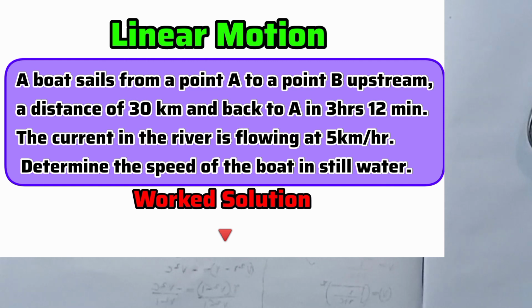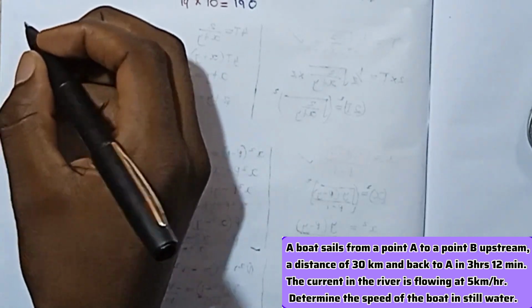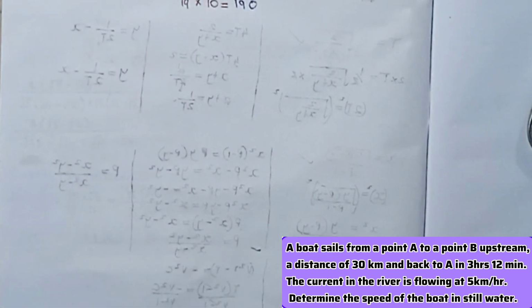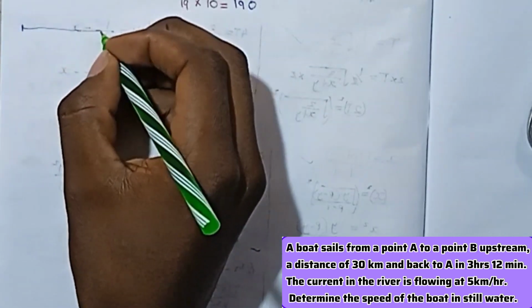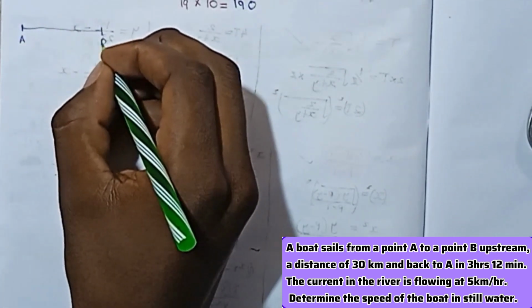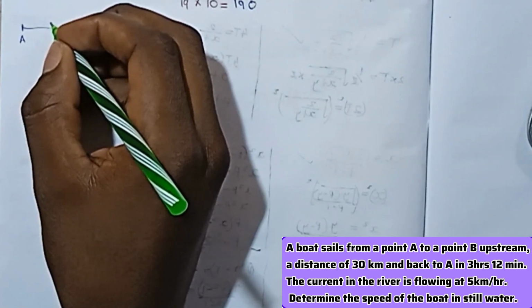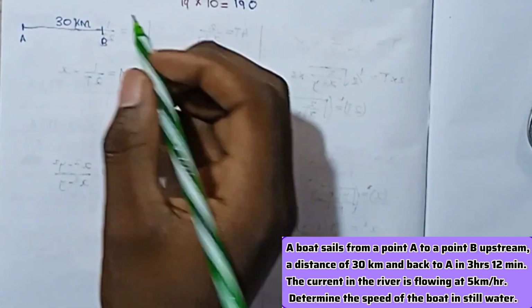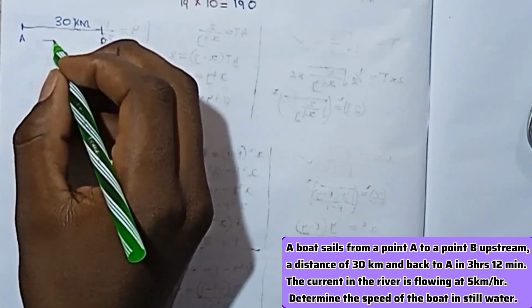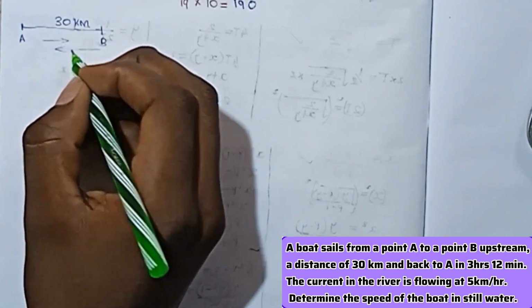So this is a linear motion question, so let us start by writing what we have first. We have this boat here. Let's say this is point A and B, and the distance from this point to this point is 30 kilometers. Upstream is going this side and downstream is the other side.